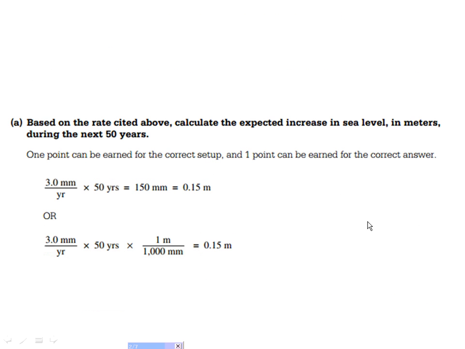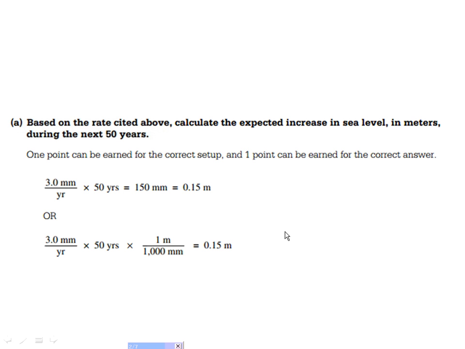This is the rubric from College Board. Like I said, you just had to multiply and then convert from millimeters to meters. This was a 2-point question, so they gave you 1 point for the correct setup. If you showed either one of these, notice that they didn't expect you to show dividing by 1,000 to convert. And then 1 point for the correct answer. So even if for some reason you made a mistake in your calculations, you would still get at least 1 point. The correct answer is 0.15 meters. Don't forget your units.